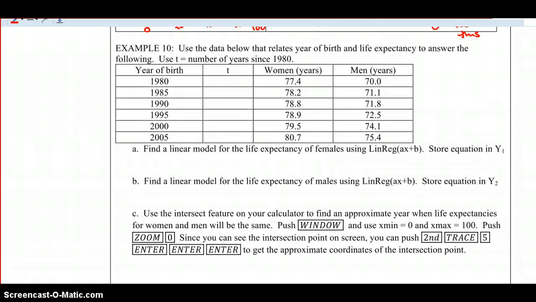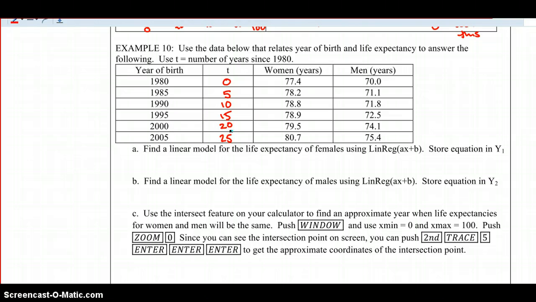So example 10 says to use the data below that relates year of birth and life expectancy to answer the following. And we're going to let T be the number of years since 1980. So that's going to be like our starting year. So here for T, 1980, that will be 0. 1985 is 5 years later, and so on. 10 years later, 15 years later. The year 2000 is 20 years later, and the year 2005 is 25 years later.